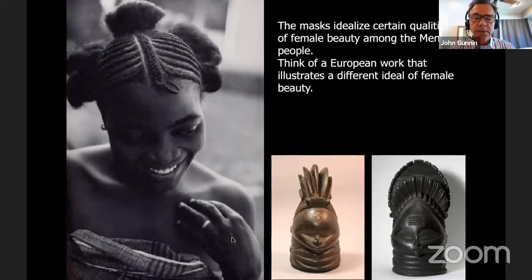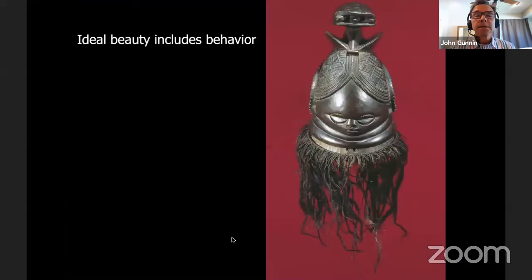And it's important to see that these masks represent idealized beauty from this group of people. And if you think of another example of idealized beauty, I shared it with you on Monday, that would be the Venus of Urbino from Renaissance Italy. But in this case, with the Mende people, ideal beauty includes how they act.